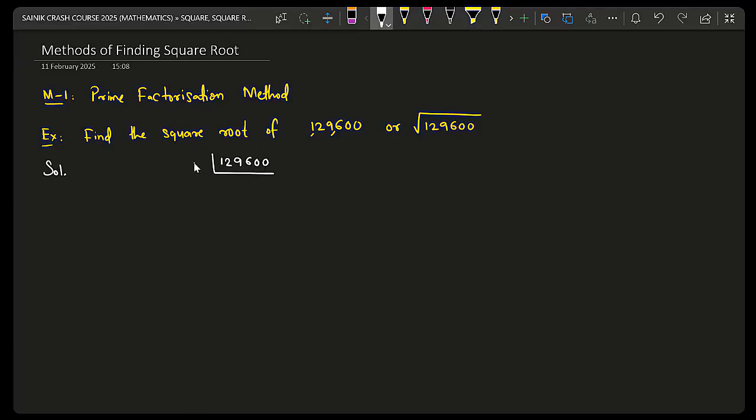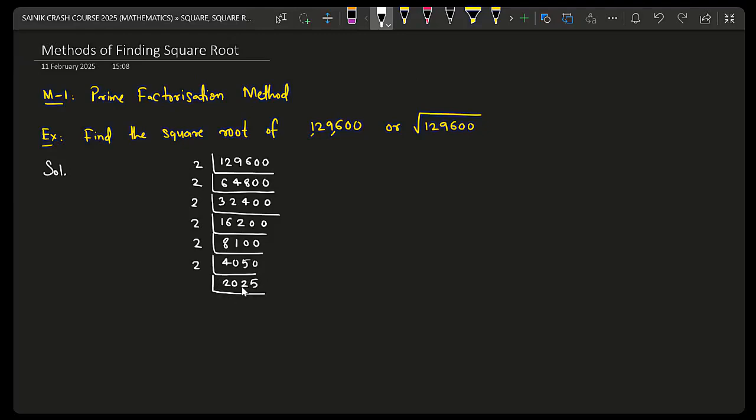So is 129,600 divisible by 2? Yes. 2 sixes are 12, 2 fours are 8, 1 is remaining, 16, 2 eights are 16, 0. Divide by 2 again, and again, and again. It can again be divided by 2: 2 into 40 is 80, 2 fives are 10. 2 into 20 is 40, 2 into 25 is 50.